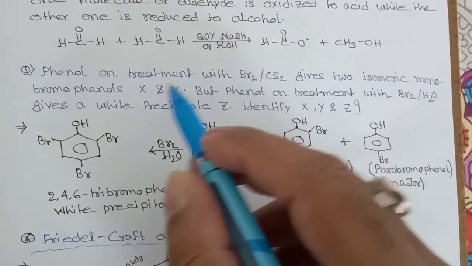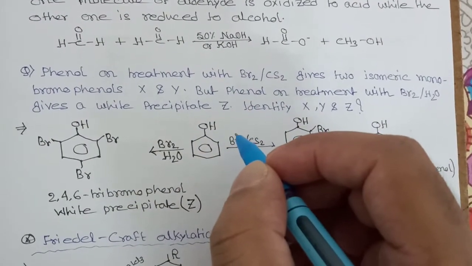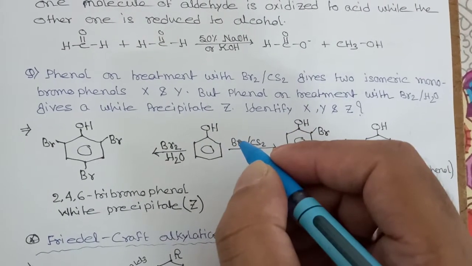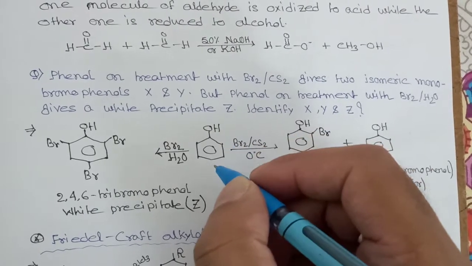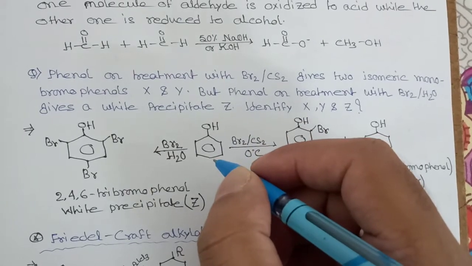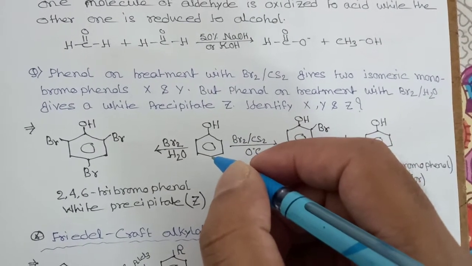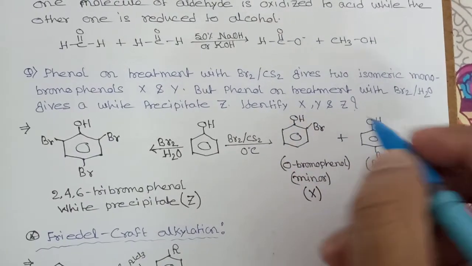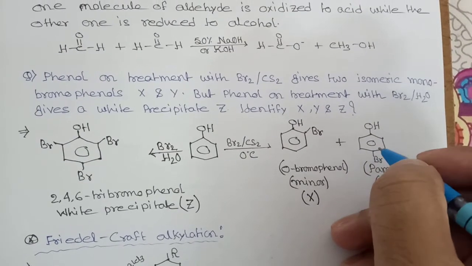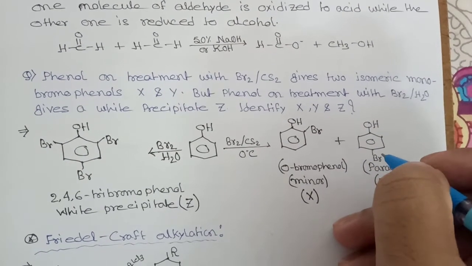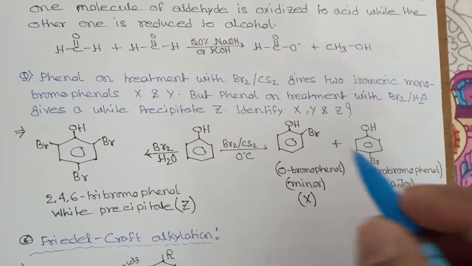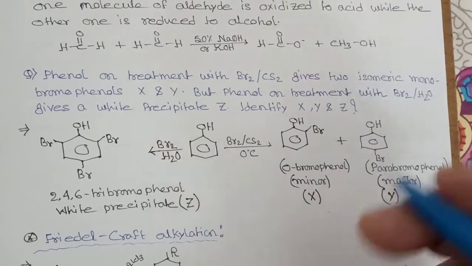Phenol on treatment with Br2 and CS2 undergoes electrophilic substitution. Here the electrophile is Br plus. So Br plus can go either in the ortho position or in the para position. One bromine will go to the ortho position and in another molecule it will go to the para position. So we will get products like this and this. This is called ortho-bromophenol and this is para-bromophenol, since bromine is present at the para position. Now we all know para products are always major and ortho products are minor.